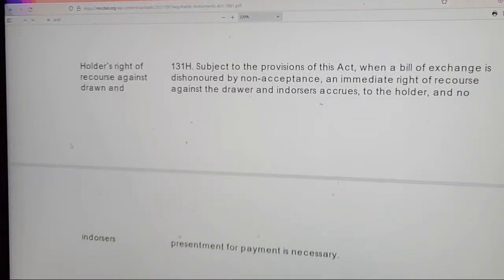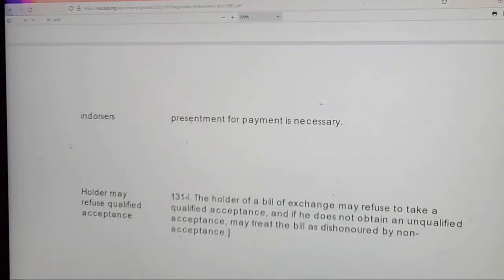131H. Subject to the provisions of this Act, when a bill of exchange is dishonored by non-acceptance, an immediate right of recourse against the drawer and endorsers occurs to the holder, and no presentment for payment is necessary.